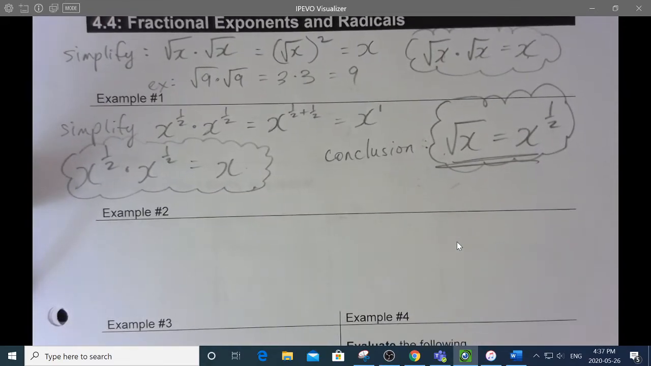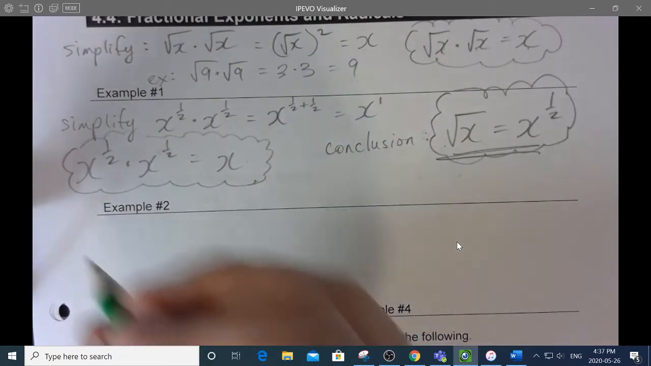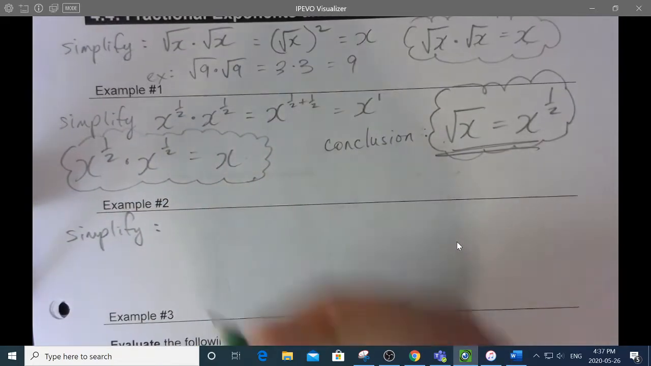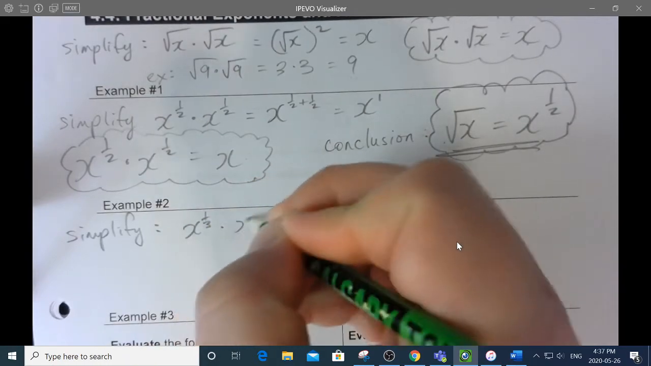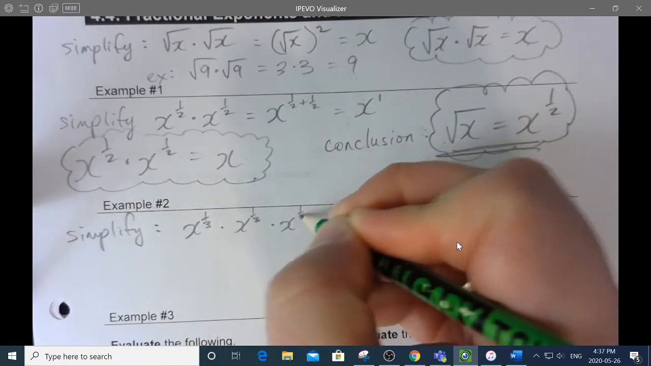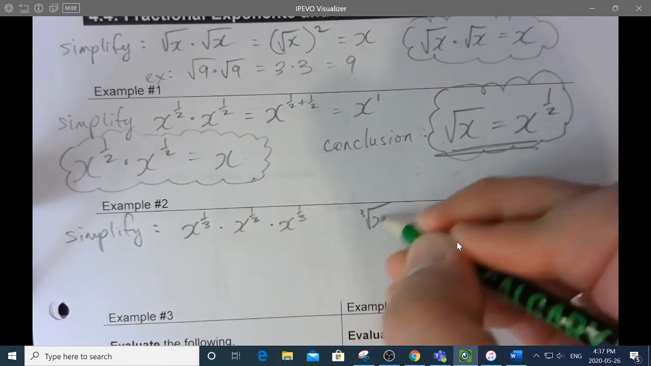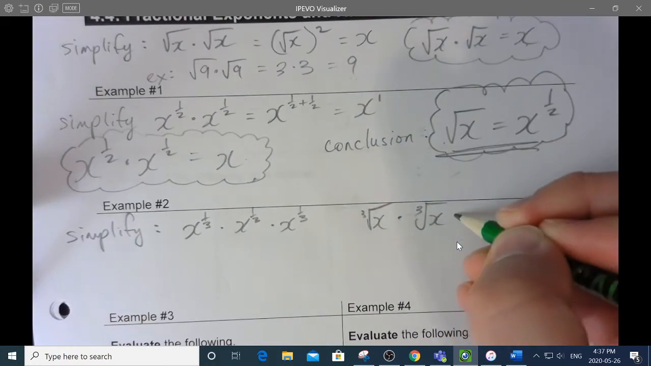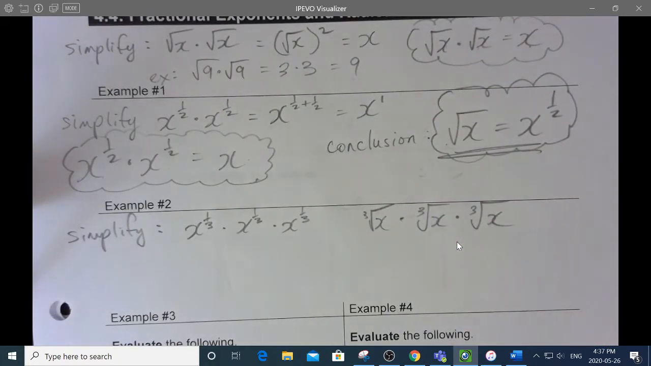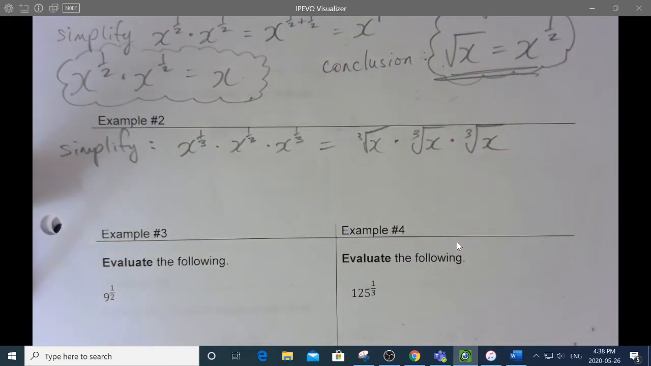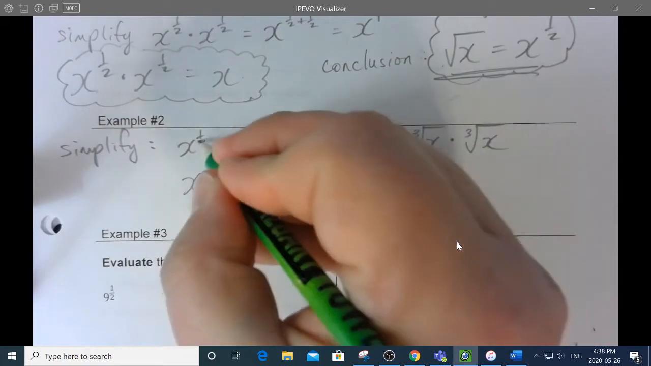Now for example 3, I'm going to ask you to simplify 2 things. See what you think. Suppose I ask you to simplify x to the 1/3 times x to the 1/3 times x to the 1/3, and also simplify the cube root of x times the cube root of x times the cube root of x. Jot that down, then see if you can figure out what the answer is. I'll give you a hint. They're the same.